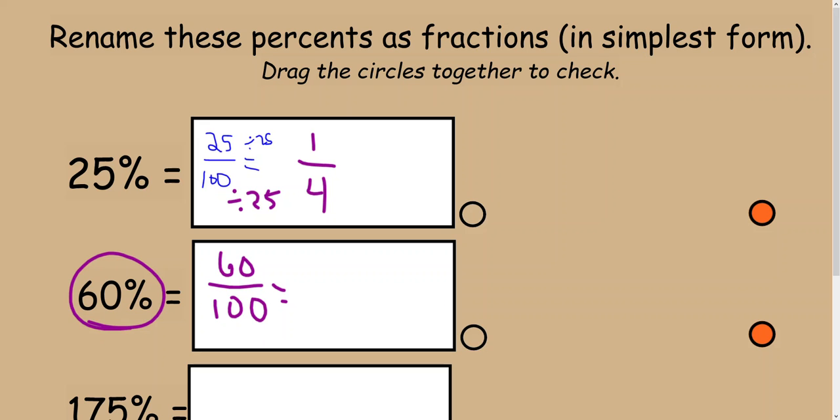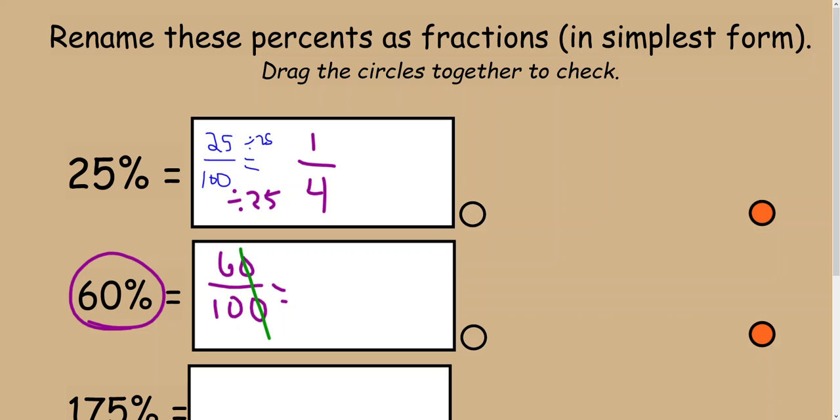Now we're going to go ahead and cancel out these zeros, because when you have a 0 in the numerator and a 0 in the denominator, we can cancel them out. So now we have 6/10, but 6/10 can still be reduced. So what number will divide into both 6 and 10 evenly? Well, think. They're both even numbers. What number will divide into all even numbers?